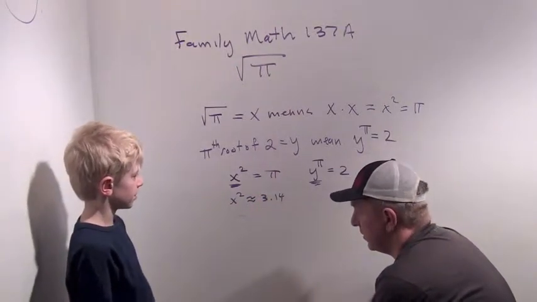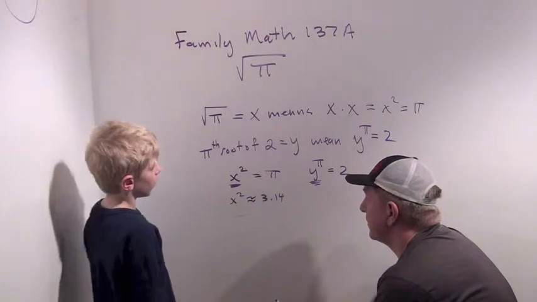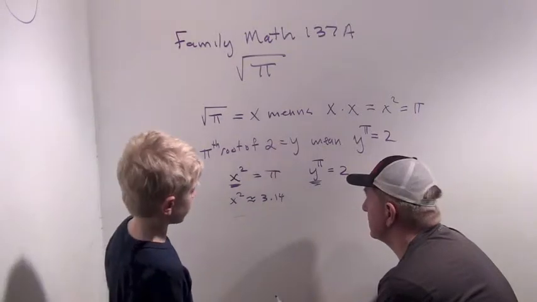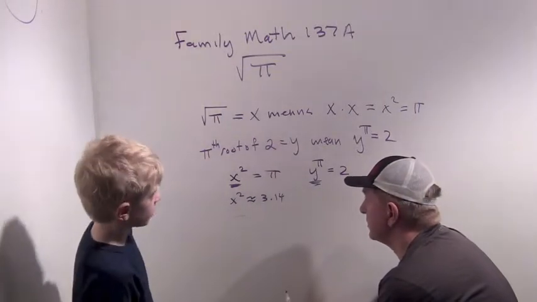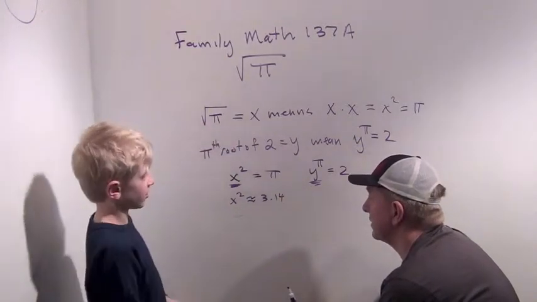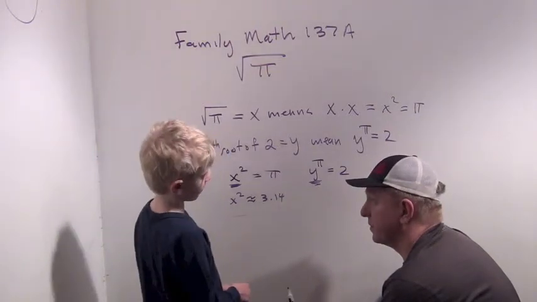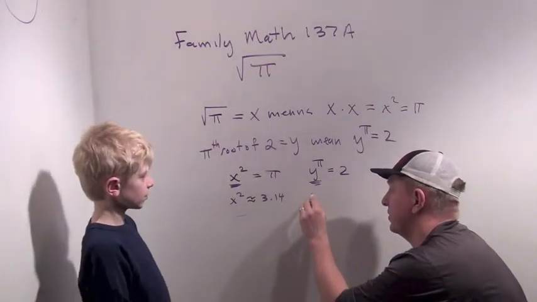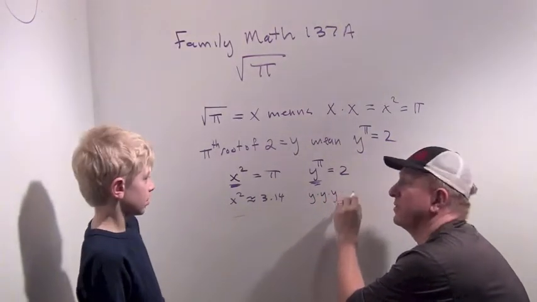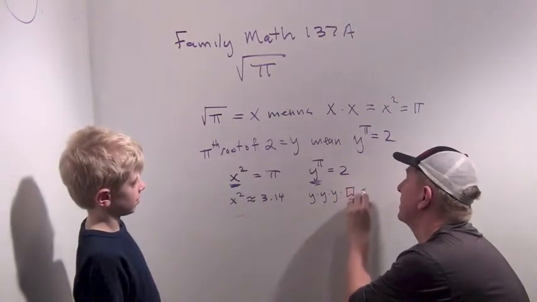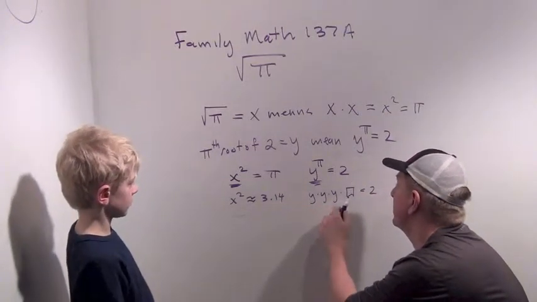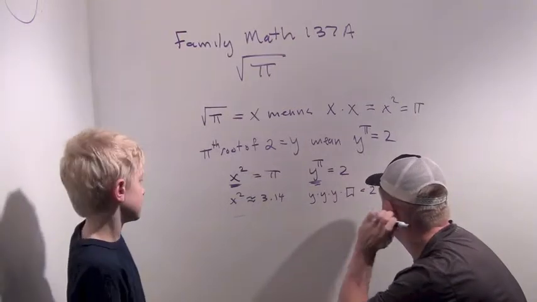And then y to the pi is y to the pi power. That means y times y times y times some other little bit, because pi is 3.14. We don't even know what to call it. Just call it a box, equals 2. So x times x is 3.14, and y times y times y times something else is 2.